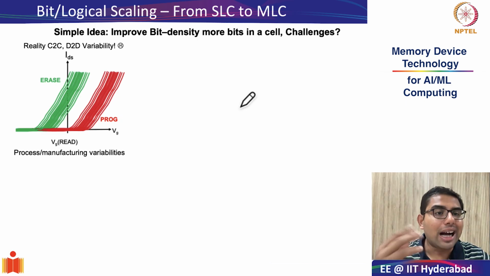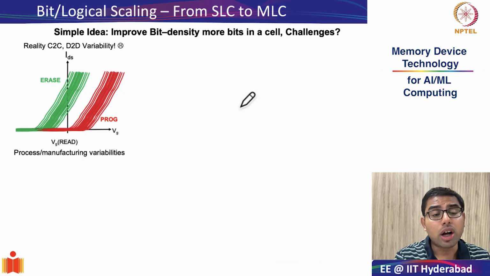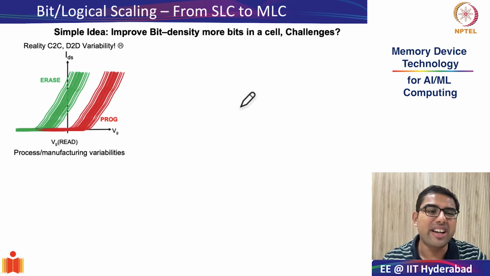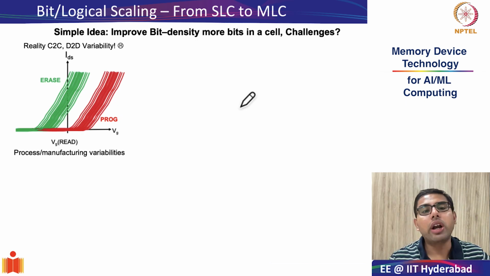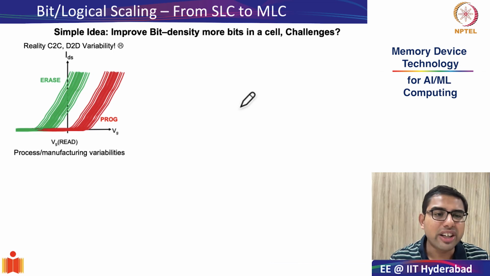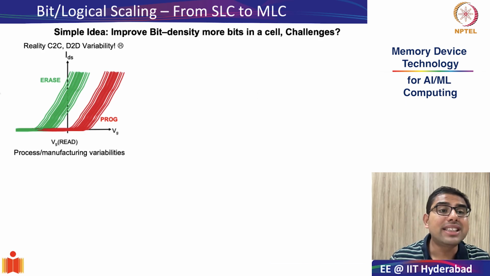Okay, so there are large C2C and D2D variabilities, and this occurs primarily because of process and manufacturing defects or variability. As you know, any process that happens will not be exactly identical. So there will be some variabilities either in the material or in the manufacturing steps, in the geometrical considerations, however stringent you try to make them. So this will introduce cycle to cycle and device to device variability.